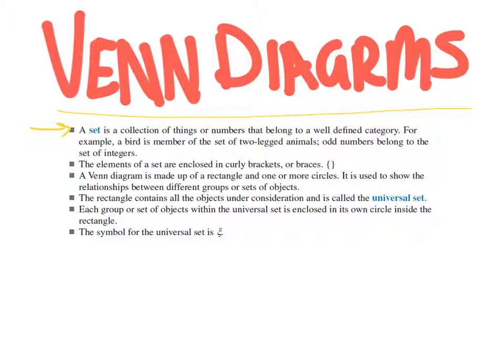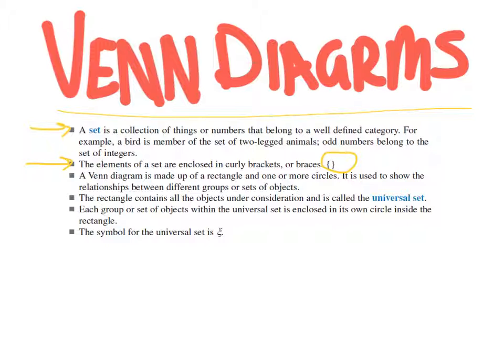A set is a collection of things or a number that belongs to a well-defined category. For example, a bird is a set of two-legged animals, or an odd number belongs to a set of integers. The elements of a set are enclosed in curly brackets or braces, which look similar to these just here.